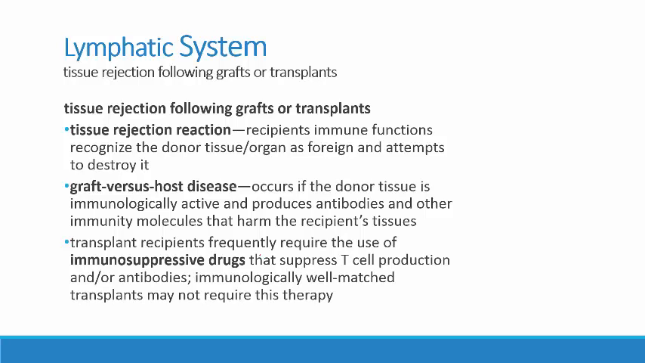Sometimes, though, there is the opposite effect. If the donor tissue is immunologically active, then it may produce antibodies against the recipient's tissues, and that's called graft versus host disease. This is when the graft begins to fight the host, the recipient of the donated materials, because the graft itself can produce immune cells.